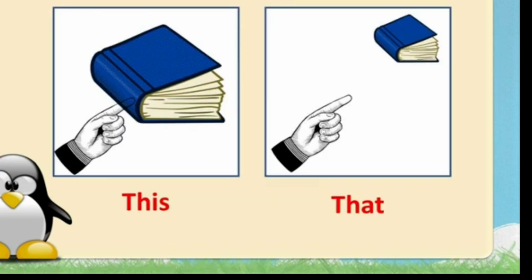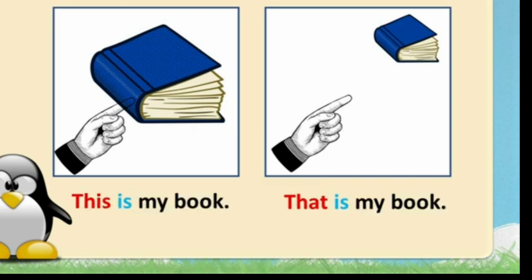If something is close to you, close enough to touch, then it's this. If something is too far away to touch, you have to point at it, then it's that. This is the difference between this and that. So, close is this, far is that. Easy, right?